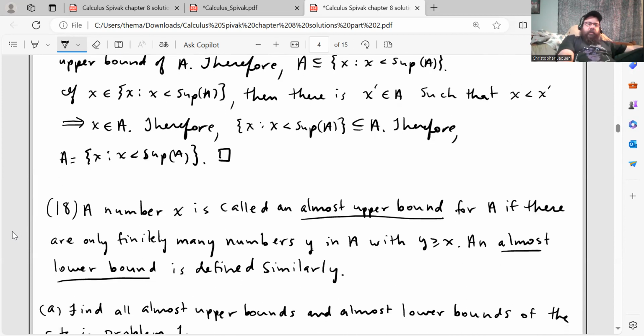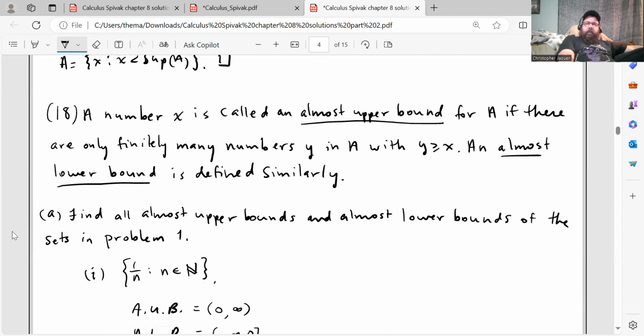Okay. Question number 18. A number x is called an almost upper bound for A if there are only finitely many numbers y in A with y greater than or equal to x. An almost lower bound is defined similarly. So there's a bunch of parts to this one as well.